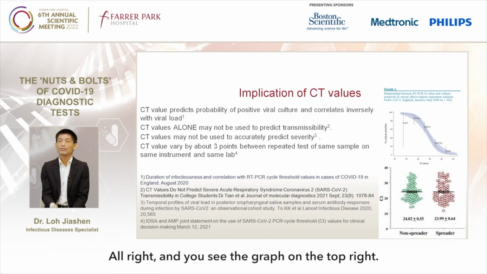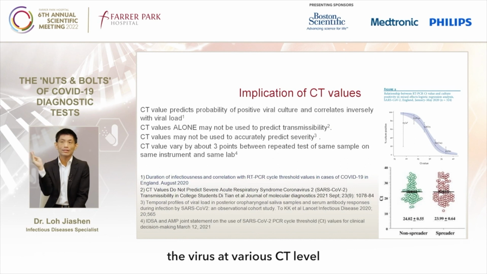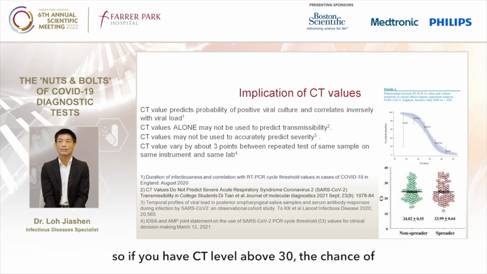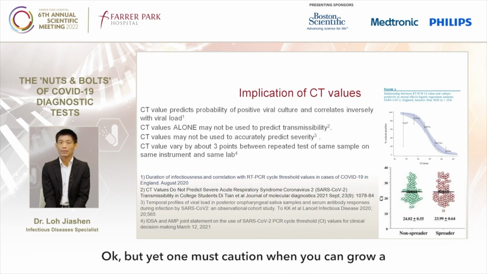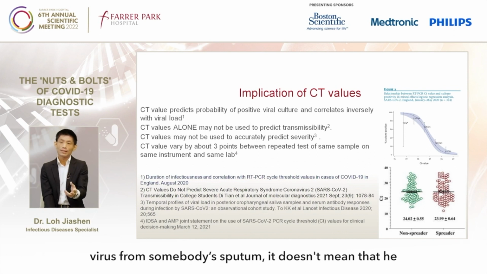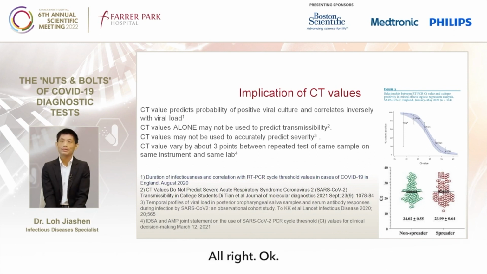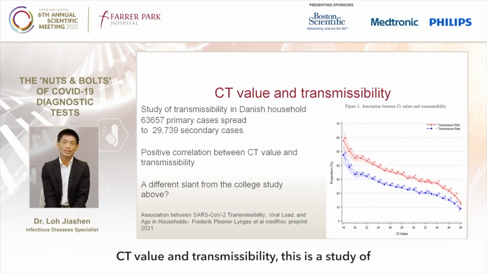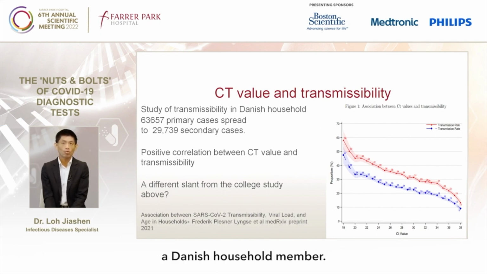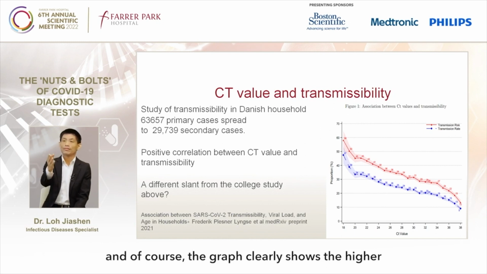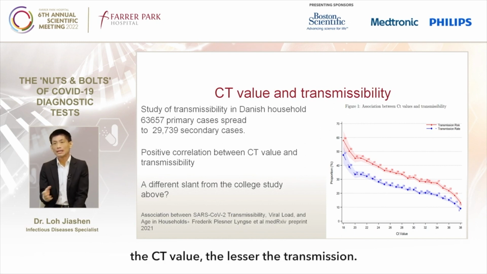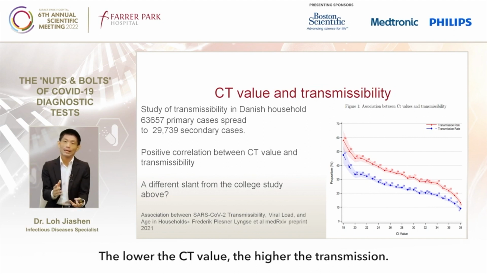All right, and you see the graph on the top right. That is a graph of the possibility of growing the virus at various CT levels. So if you have a CT level above 30, the chance of growing a virus is very little. But one must caution, when you can grow a virus from somebody's sputum, it doesn't mean that he's definitely going to be highly transmissible. However, look at this slide, CT value and transmissibility. This is a study of Danish household members, 63,000 primary cases spreading to 29,000 secondary cases in their household. And the graph clearly shows the higher the CT value, the lesser the transmission. The lower the CT value, the higher the transmission.